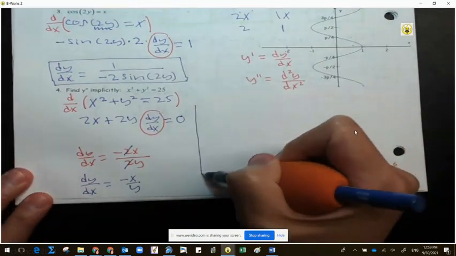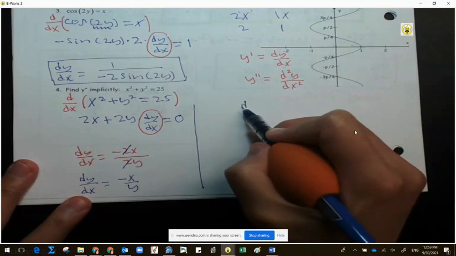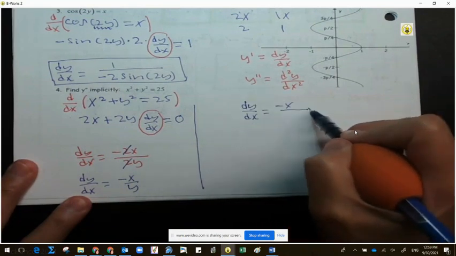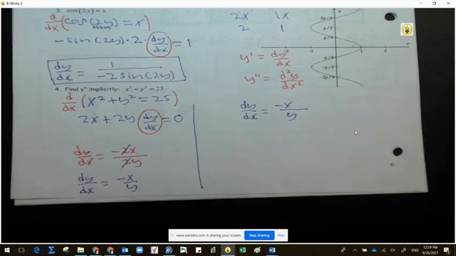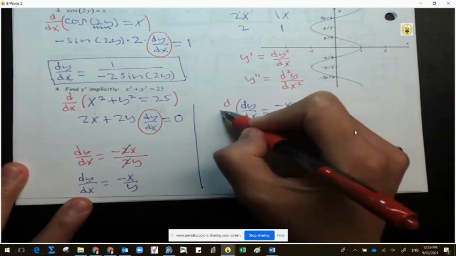So let's go ahead and draw a line for my second derivative. So I'm going to write out, right now I have dy over dx is equal to negative x over y. And yes, I am going to derive this with respect to x again.